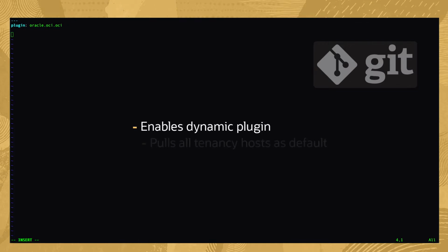With the file open for editing, add the entry plugin: oracle.oci.oci, which enables the dynamic inventory plugin for Oracle Cloud Infrastructure. The plugin pulls all the hosts by default when pulling instances from our tenancy to build the inventory. Depending on your setup, this list could be massive.